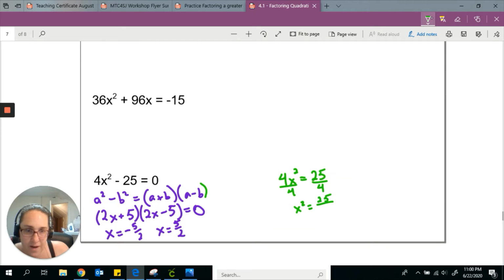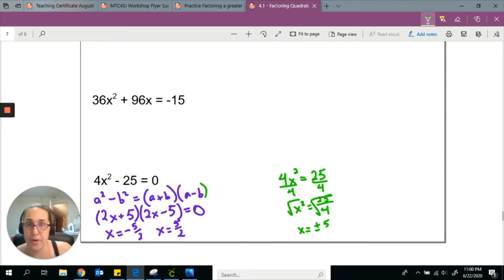I get 25 over 4, and then I can simply take the square root of both sides. So the difference of squares has this pattern to it. And so if you recognize the difference of squares, if you start to see that pattern, you can say, oh, well, it's factored like this, and this is the solution. It's fairly easy to start to see.